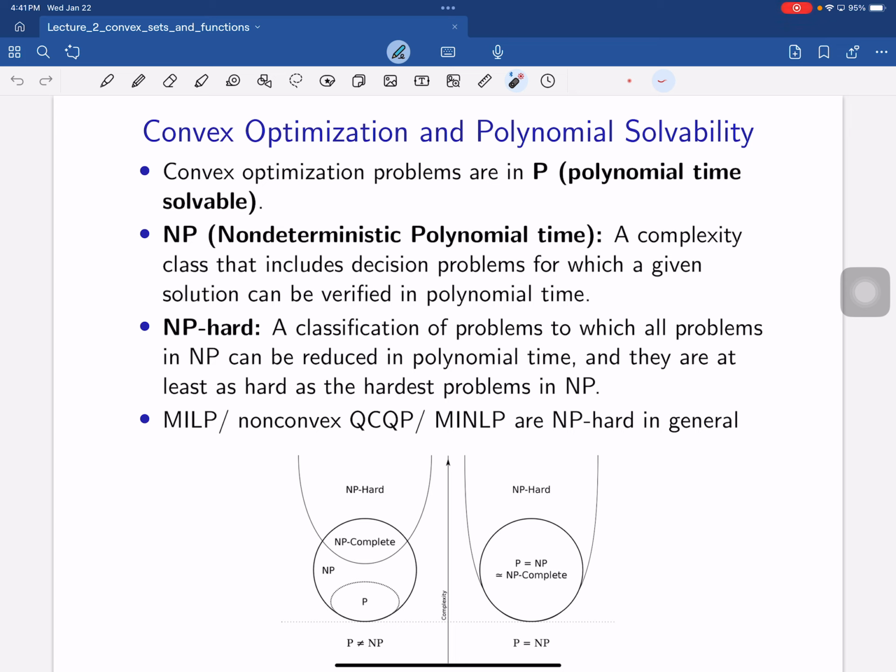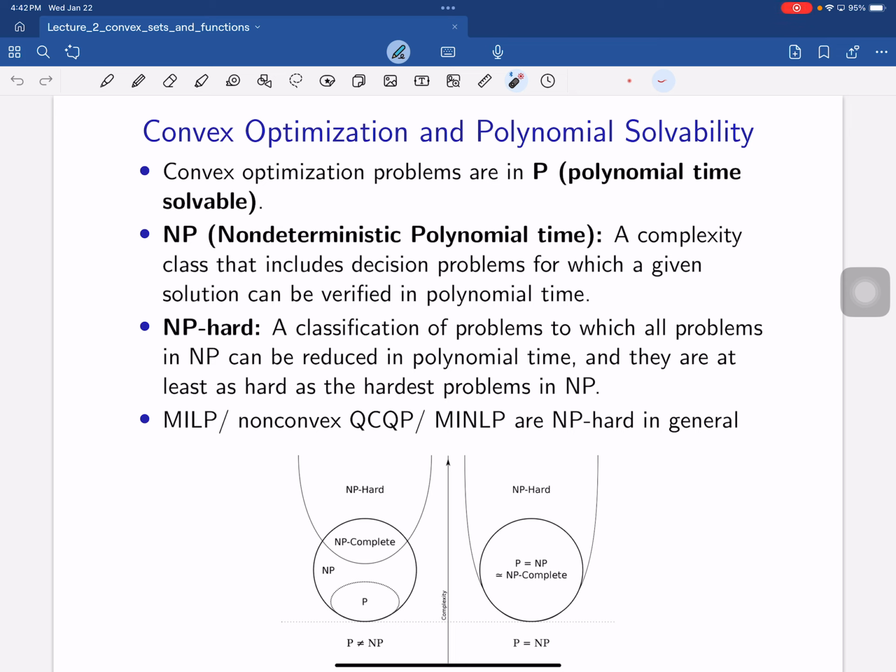Now imagine the other case, where I pick a route from here to Chicago, and then I can validate in polynomial time whether that's less than 2 hours or not. As you can see, this validation or certification problem is an easier problem than finding a route less than 2 hours.